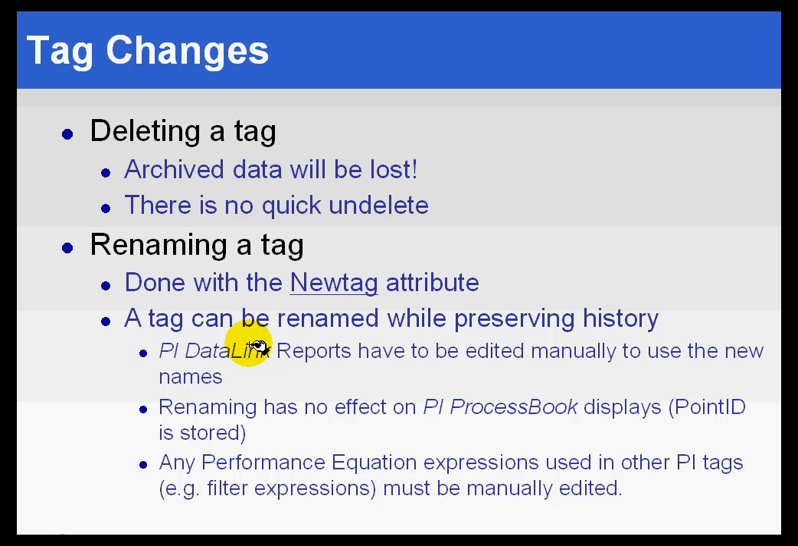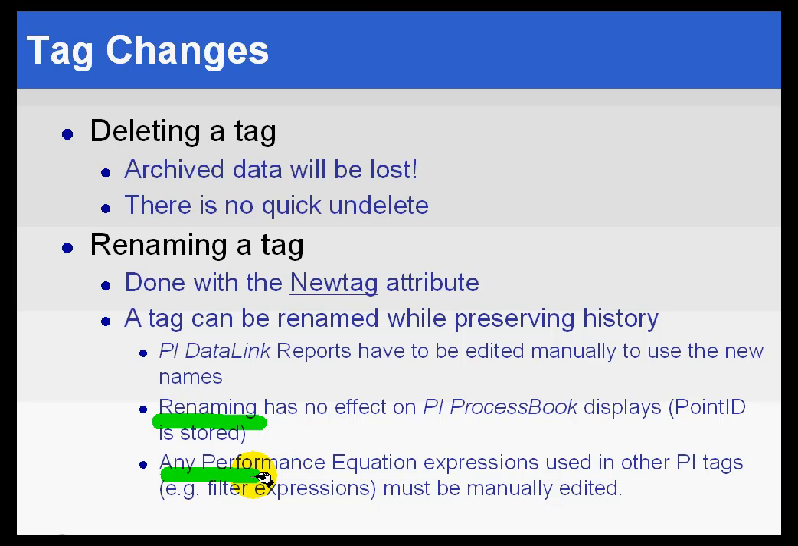Also, if you do want to rename a tag, you would rename a tag using this new tag option. Okay? If a tag is renamed like this, you're going to notice that there are certain things that will break. The data link reports are going to have to be edited. Of course, all the history for that tag will still be there, but data link will have to be edited. Process book is not going to be in such bad shape. Process book simply refers to tags by their internal ID, so that will not be a problem.